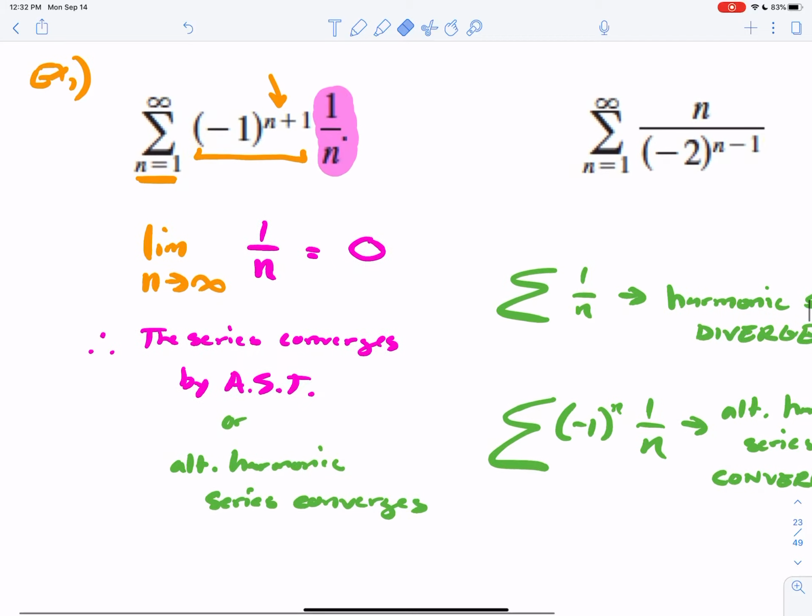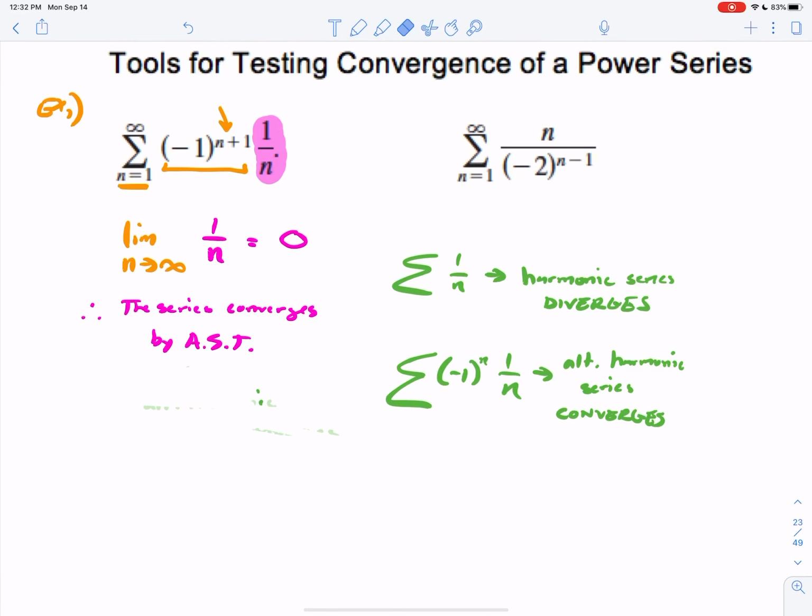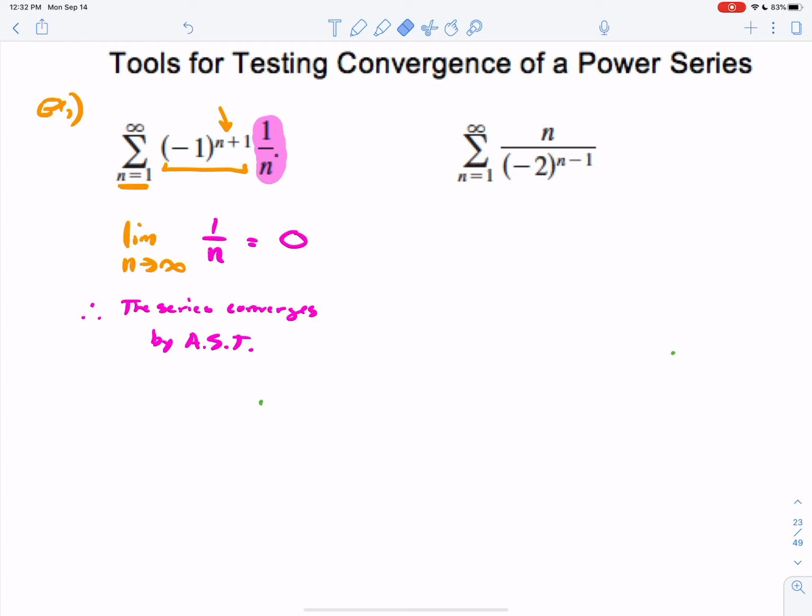All right, let's try a couple more. So alternating harmonic, you're taking the limit as n goes to infinity. What you're hoping for is for the limit to come out to 0, because that's where it'll converge, okay? Here's part B. Write it down.